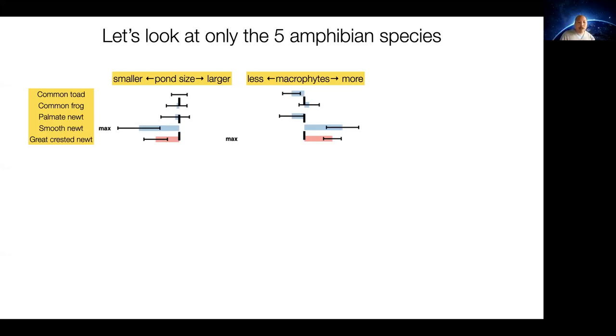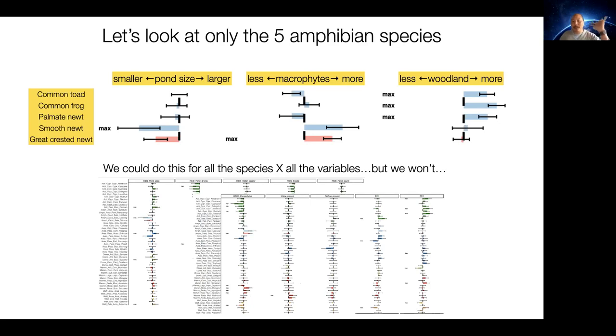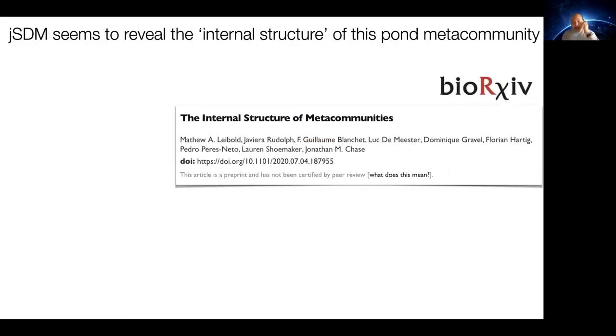The other species don't seem to be affected by these things, but the surrounding habitat around those ponds does seem to affect their prevalence. So they tend to be found in places with more woodland, and that's true for the palmate newt, interestingly, which is known to like cooler temperature. And we could do this for all the species times all the variables, but I won't do that to you. Okay, so what I will do is show you a kind of summary of the results.